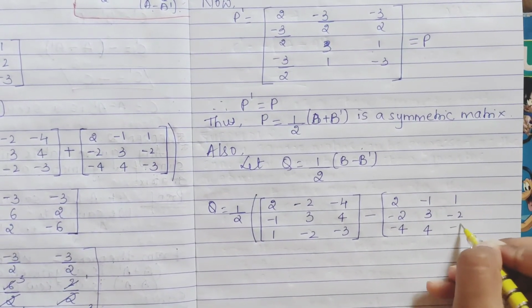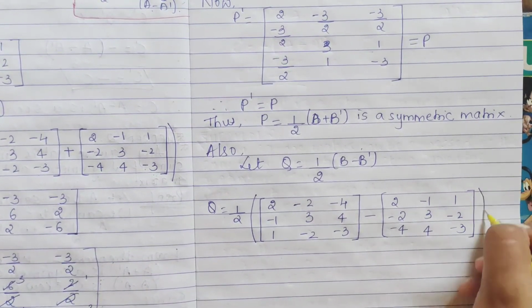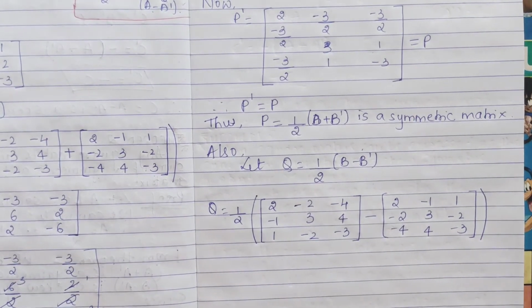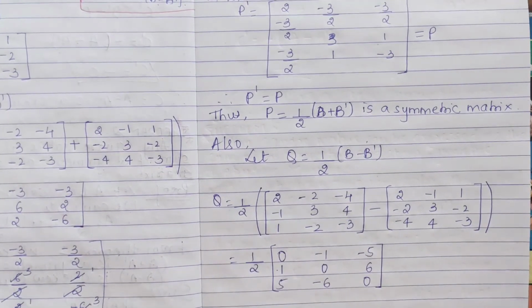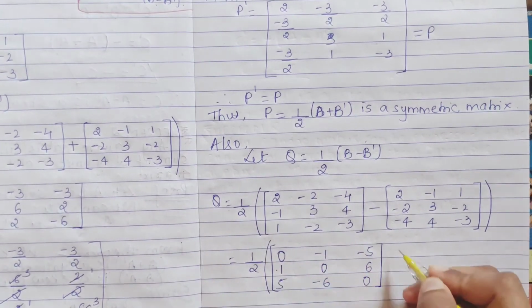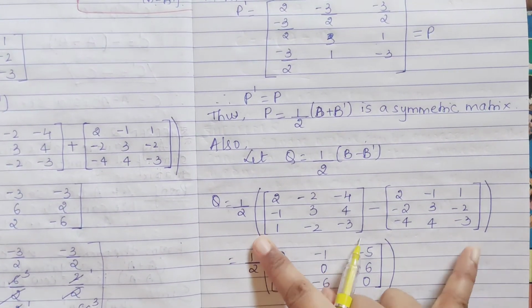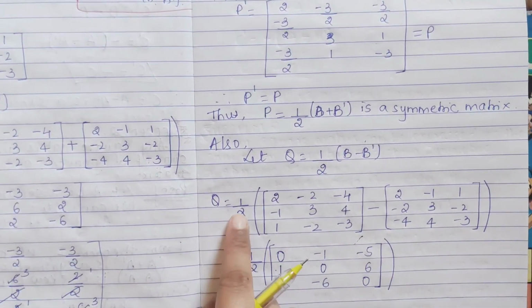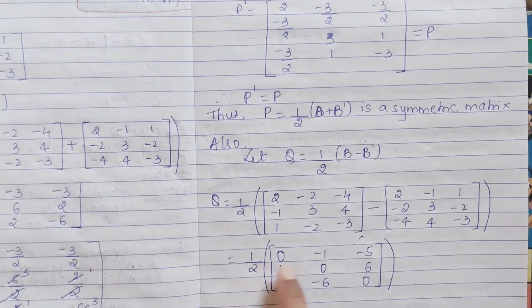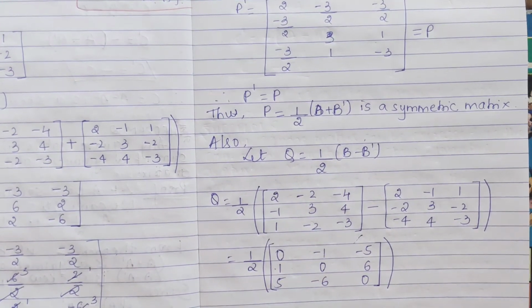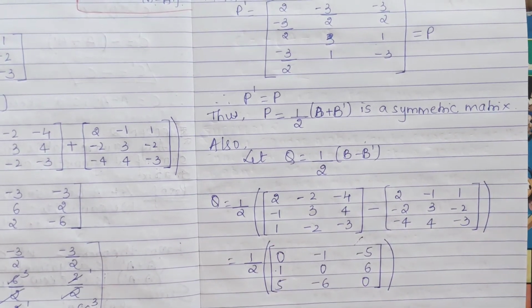Minus B transpose. It was 2, minus 2, minus 4, minus 1, 3, 4, 1, minus 2, minus 3. So subtract and see what answer you get. Just get it, all of you. See whether all of you have got it like this or not. Here I am putting brackets so that you shouldn't get confused, because half is for the whole. Write in the same way. See whether you have got the same or not.